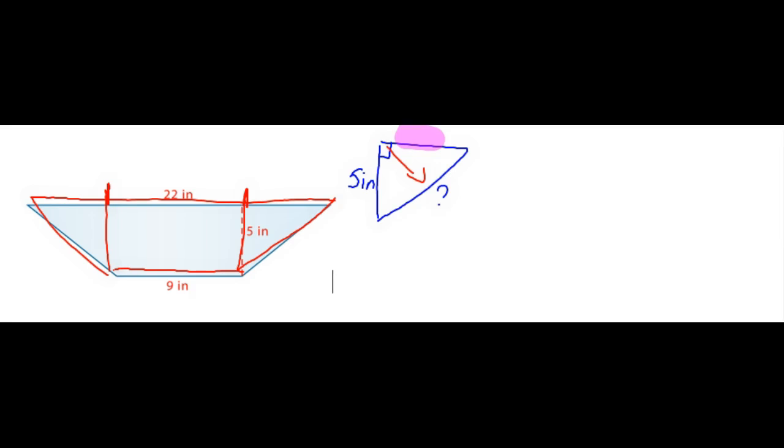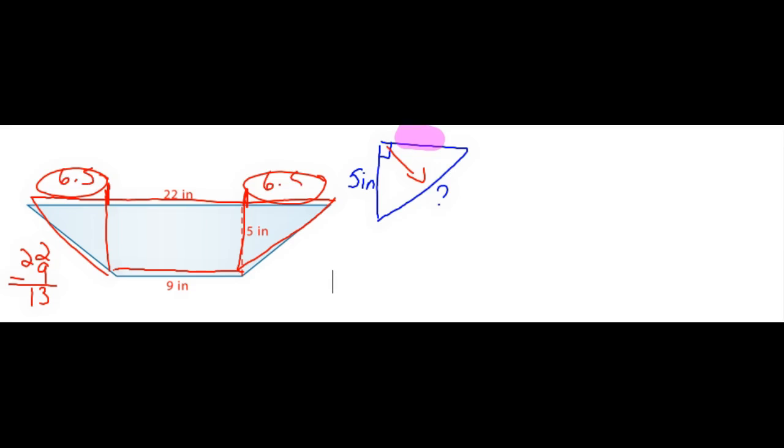So the difference between 22 and 9 tells me what these 2 little pieces are, and if I divide that number by 2, I'll have the exact length of one of the sides. So I'm going to quickly do that. So 22 minus 9 is going to give me 13. And so now I know that 13 inches, the difference between 22 and 9, have to be split between these 2. So 13 divided by 2 is 6.5.